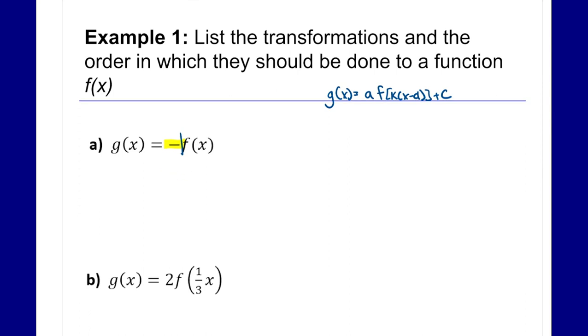If I go back to my handy little chart, I know the a value, when it's a negative, tells me that there is a vertical reflection. And that is the first and only transformation. So vertical reflection is our first and only transformation for this parent function.